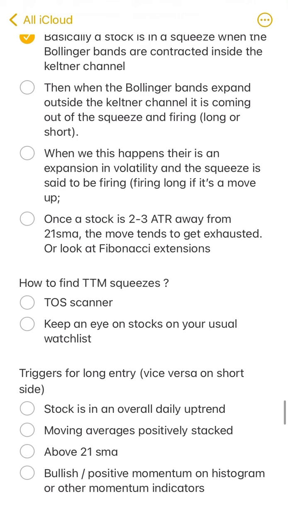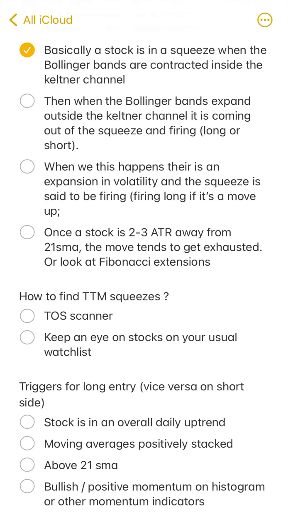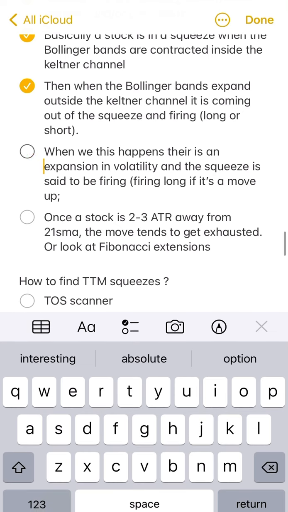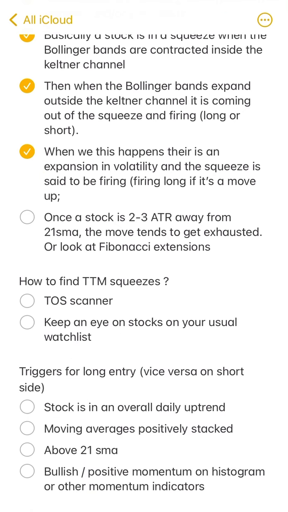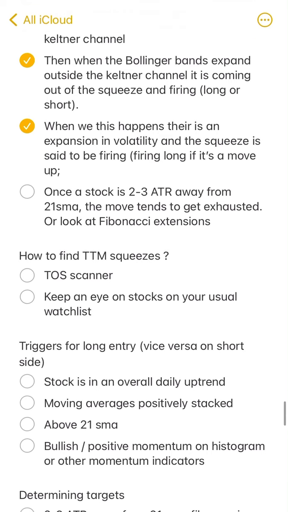Okay, so when the Bollinger Bands expand outside the Keltner channels, it is coming out of the squeeze and firing, okay? Either long or short. If it's going up, it's firing long. If it's going down, it's firing short, okay? When this happens, there is an expansion in volatility, and the squeeze is said to be firing, right? Firing long if it's a move up, firing short if it's a move down, right? Like I said above, okay?